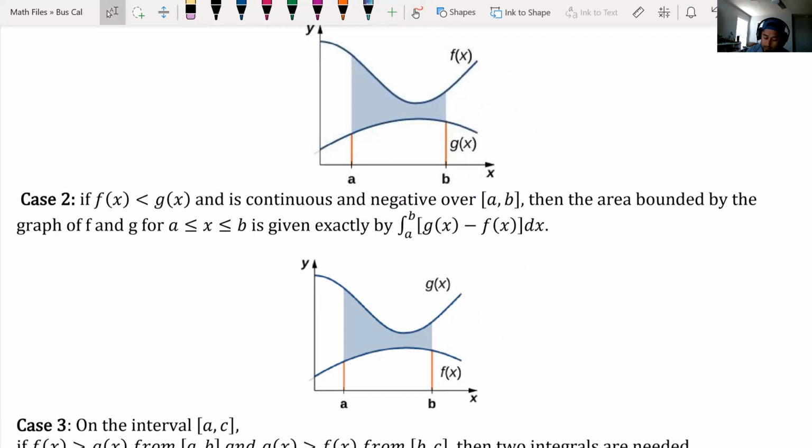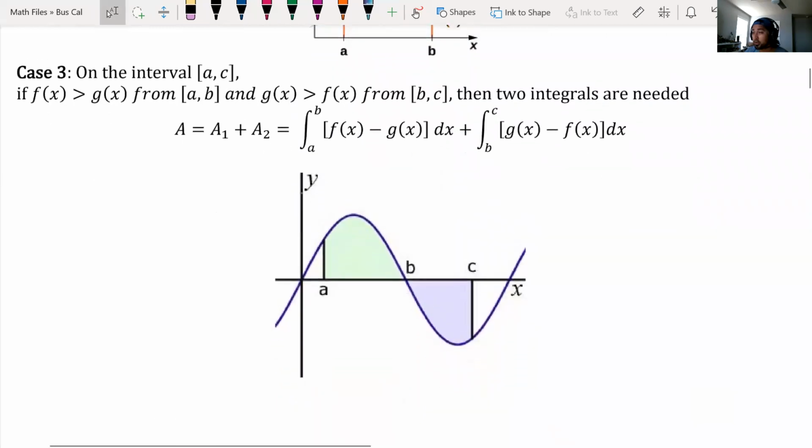And then case three, if we're given some interval a, c, and on this interval f of x is greater than g of x from a to b, let's say that this purple function is f of x, and the x-axis is g of x. From a to b, we see that function f is above g. But then from b to c, we see that g of x is above f of x on the last part of the interval.